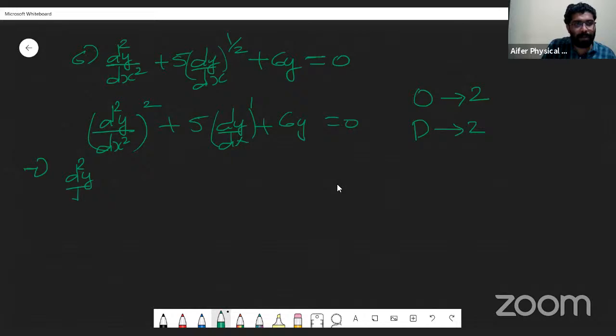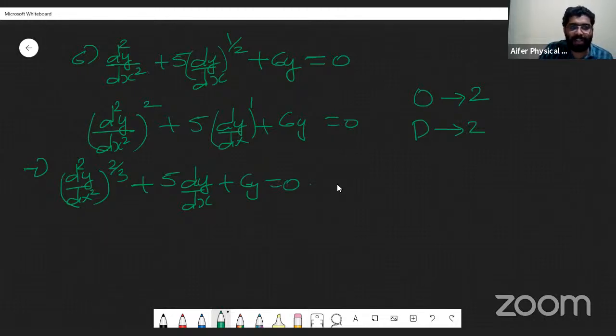(d square y by dx square) whole power 2 by 3 plus 5 dy by dx plus 6y equal to 0. Okay, so here we have a fractional power 2 by 3. To find the degree, we have to get rid of that fractional power. So there are two choices. You can multiply with the 3 or 3 by 2. If you multiply with the 3 by 2, a 3 by 2 will come here, again a fraction. So we are going into more trouble. So we are just multiplying with the 3.